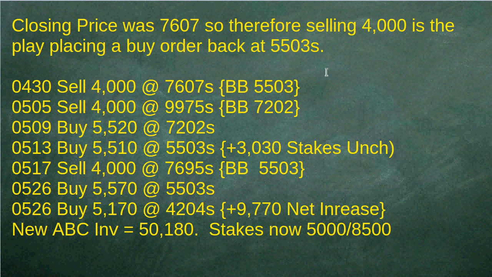Now, as this went further, a few days later, it would sell 4,000 at 9,975, with the buyback looking to get in at 72. And both of them would buy back 4 days later, respectively, each time. And thus, that's a gain of 3,030, as we're able to get a little over 1,500 on each spot.